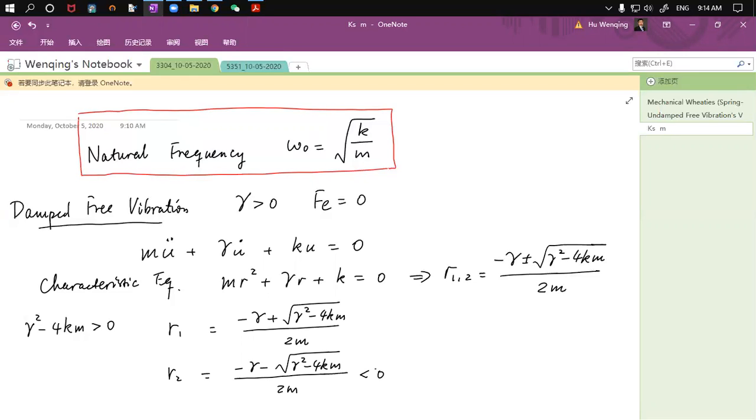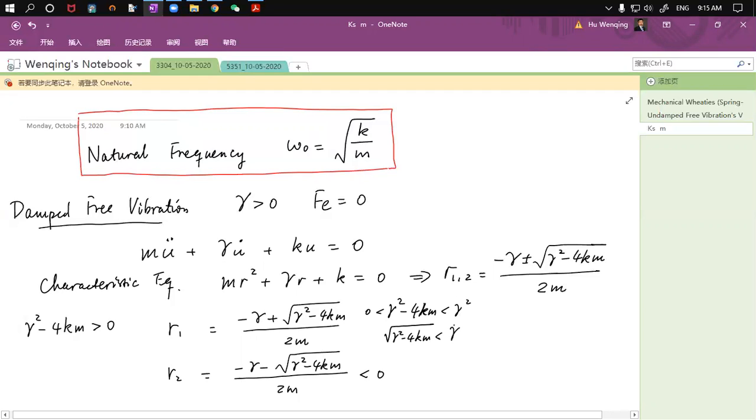But what about r1? Well, r1 is still negative, I claim. The fact is that gamma squared minus 4km must be less than gamma squared, because k is positive. This is Hooke's constant, and m is the mass, which is also positive. So if it is positive, as you assumed, then the square root of gamma squared minus 4km is going to be less than gamma.